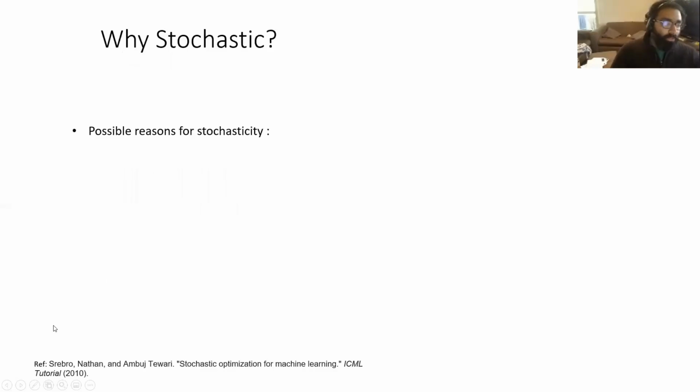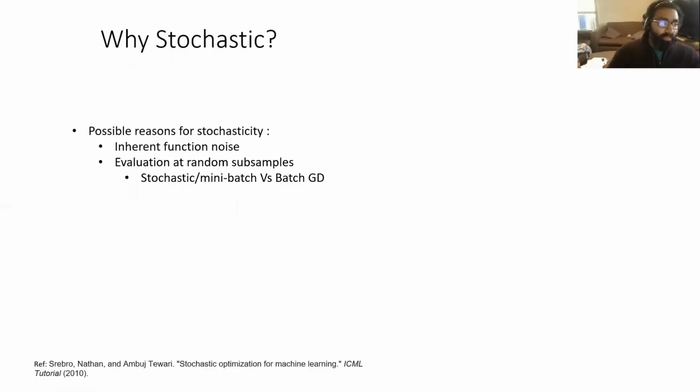So why stochastic? Possible reasons for stochasticity in the problem. One is the inherent function noise, and another is evaluation at random subsamples. This one comes when there is a machine learning application where you need to, for example, train from a set of data, and the set of data is too large. The batch kind of processing means you are using the whole training set and finding the gradient of each of the points, and then using them to find the optimal model.